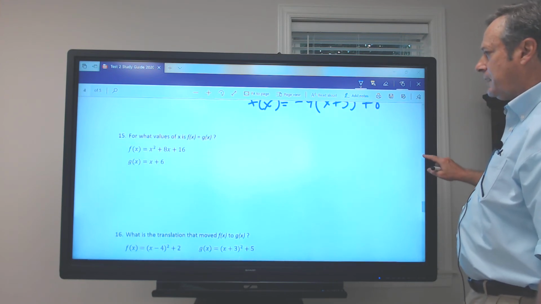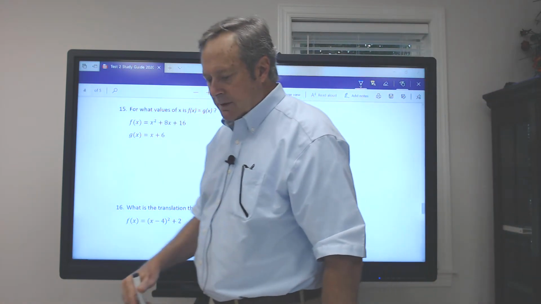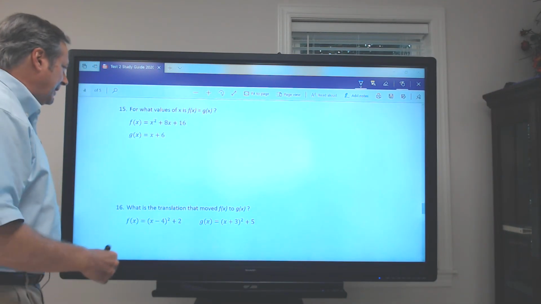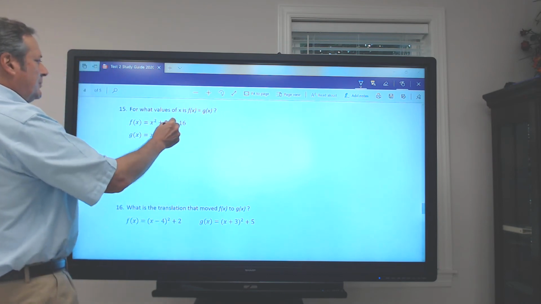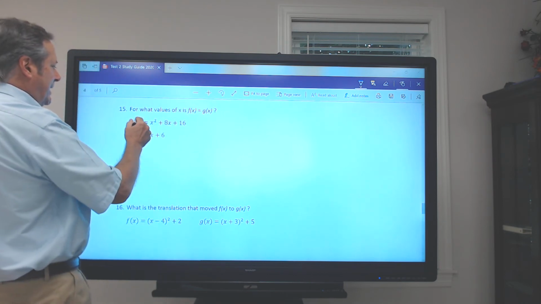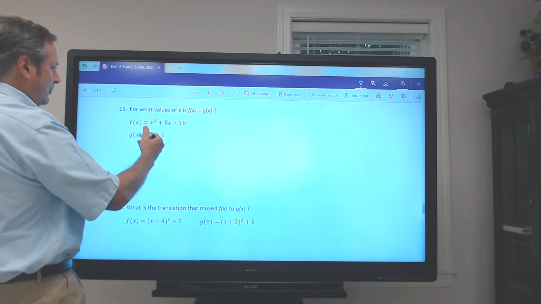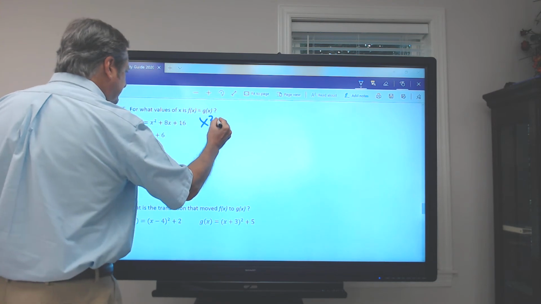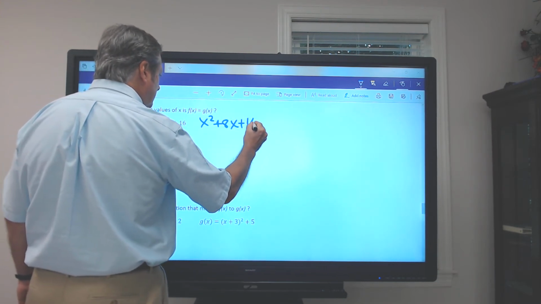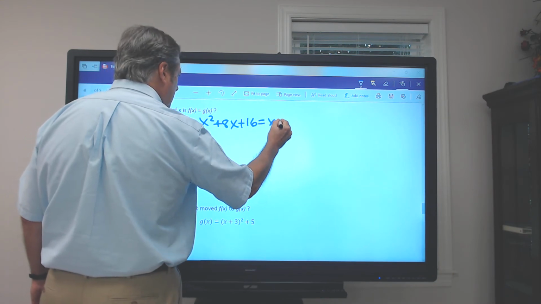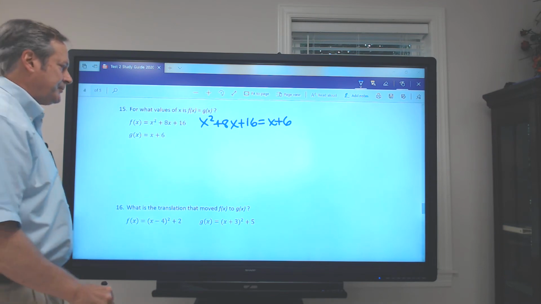Okay, number 15 is a system, but it's one that we have to use algebra for. This is not one that you can graph. Well, I suppose you could, but you're supposed to use algebra. They want to know what values of x make f of x equal to g of x. So in other words, when they're set equal to each other, do they have any x numbers in common? They could have one number in common, they could have 2, or they could have no numbers in common.